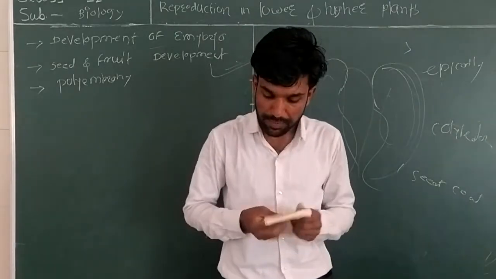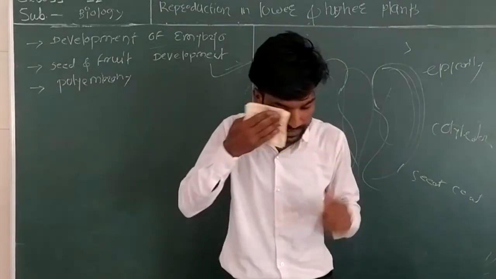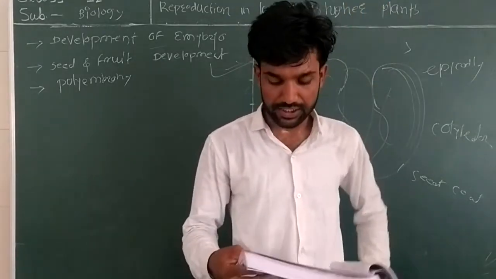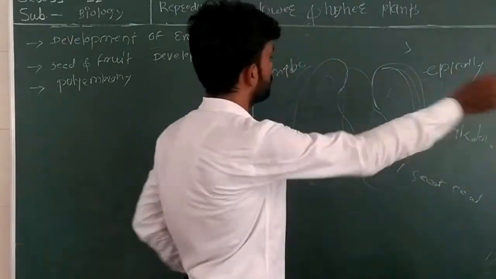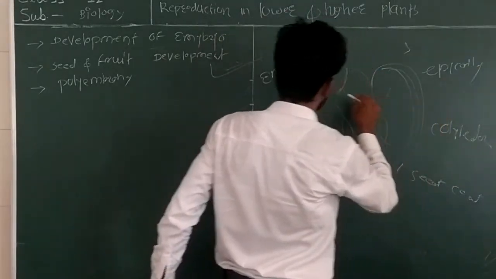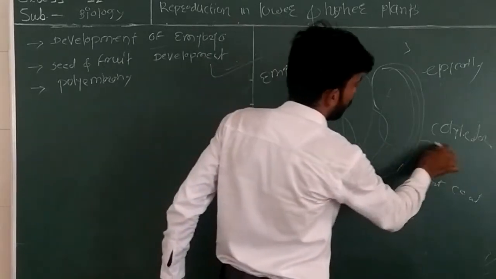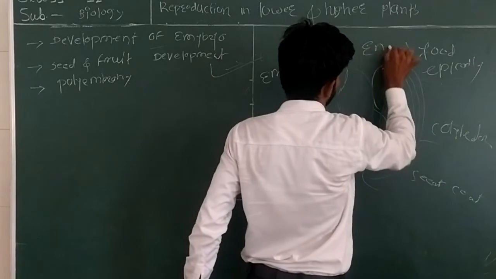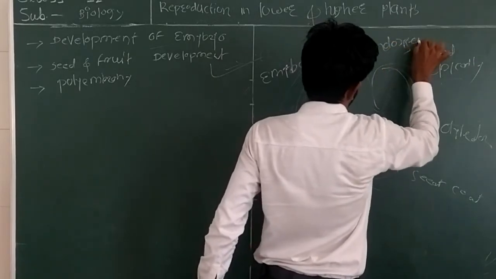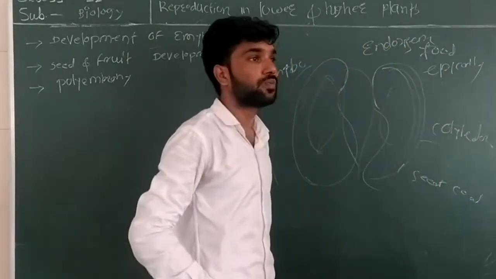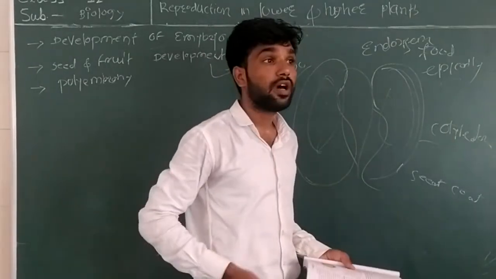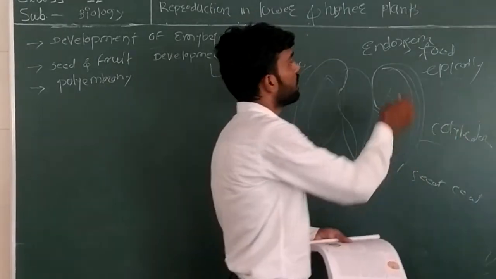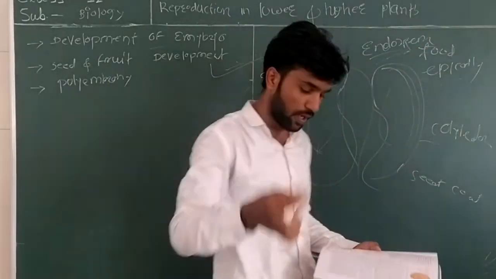And the cotyledons in some endospermic seeds act as food storage. Others can act as photosynthetic organs. This is your seed structure. This is your epicotyl. This cotyledon structure takes the food from the endosperm and grows the embryo, because the embryo needs food and nutrition to grow up. So it will take food and nutrition from the endosperm and grow up.